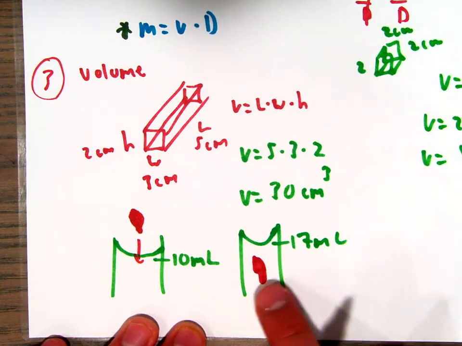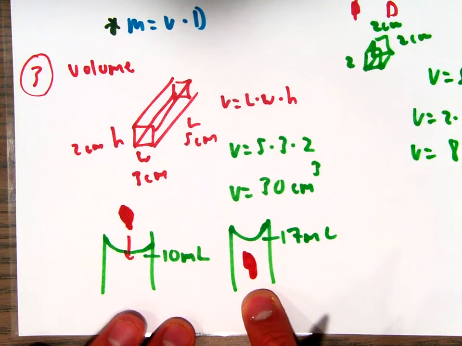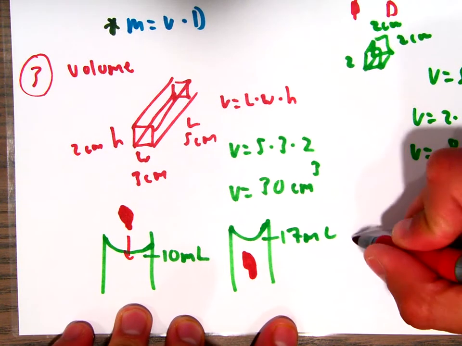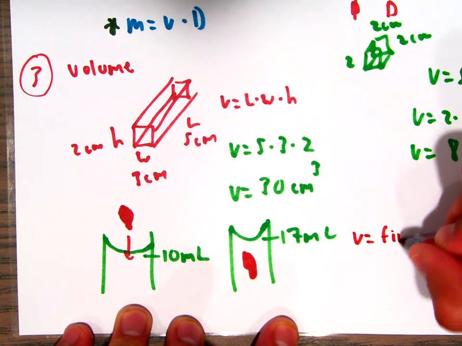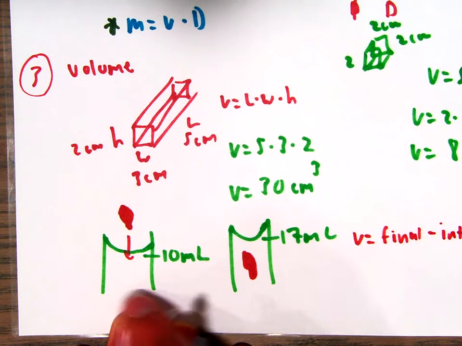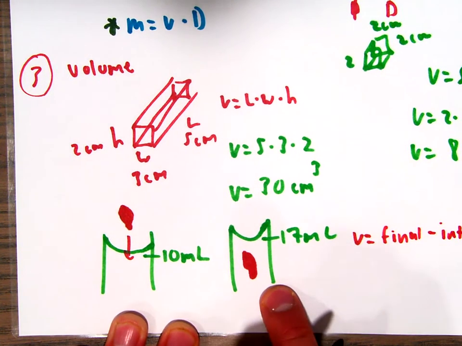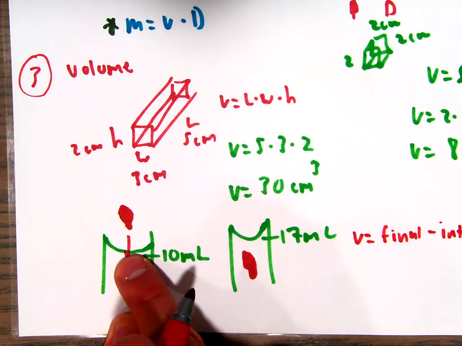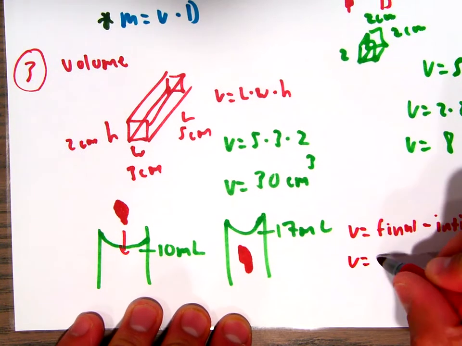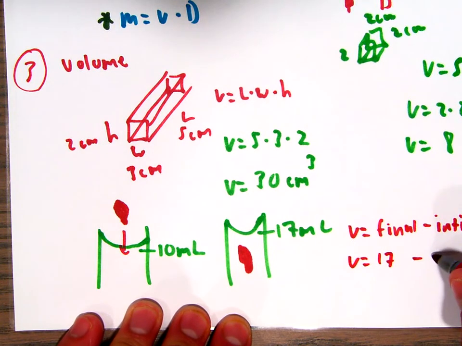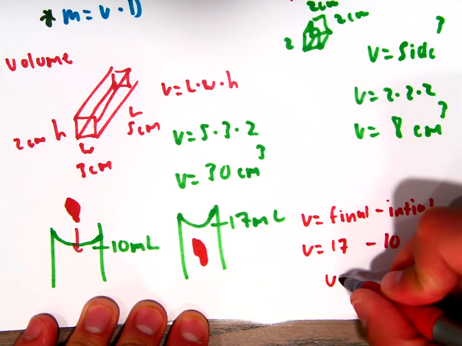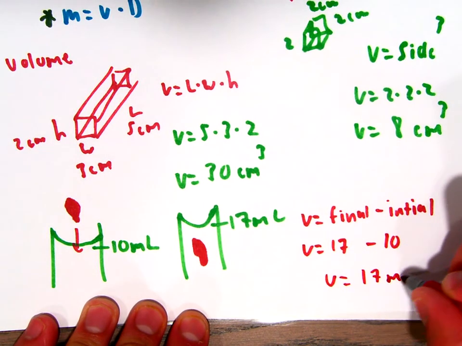Now I need to find the volume of this object. The volume is just going to equal how much the water went up. In other words, my volume equals my final, take away my initial. Because if I take the final volume, take away the initial volume, it's going to tell me how much it went up, right? So my volume would be 17, take away my initial, which was 10. Initial just means my starting one. My volume would be 7 milliliters.